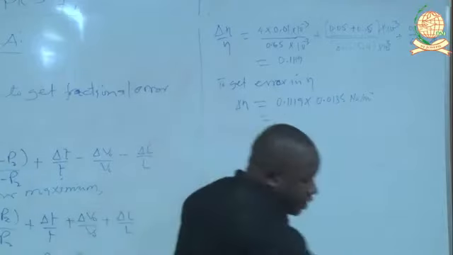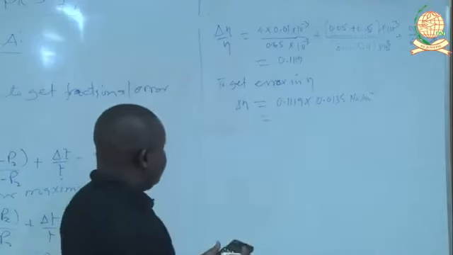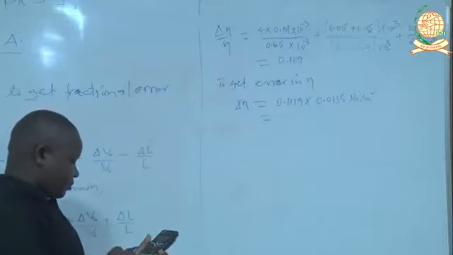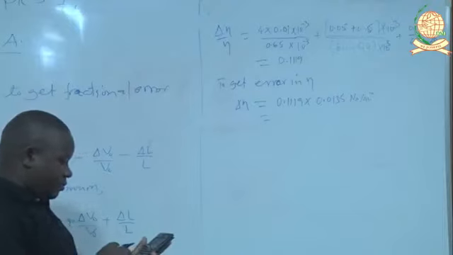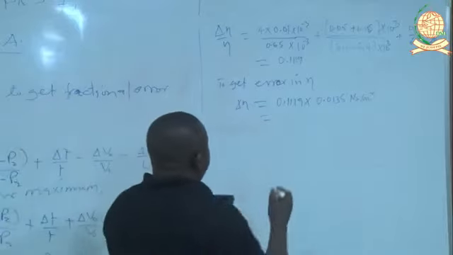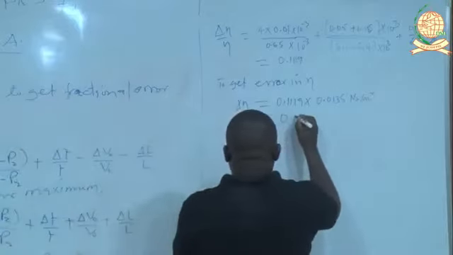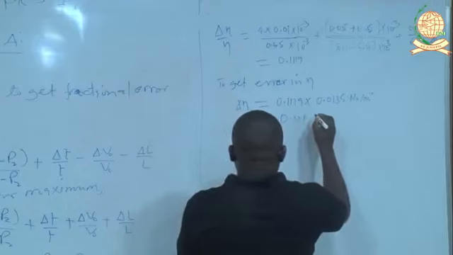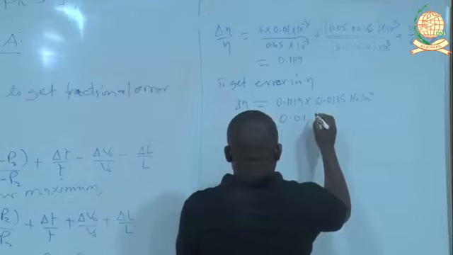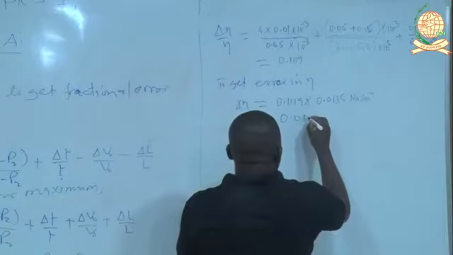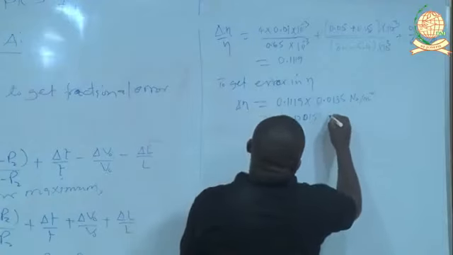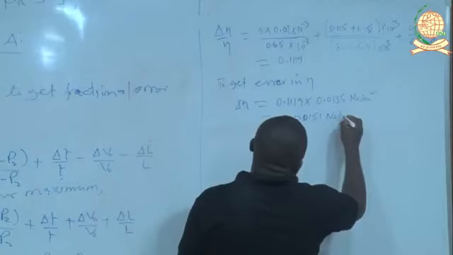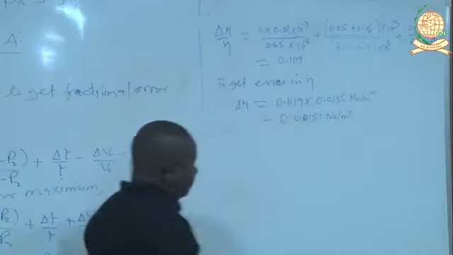If you multiply this one, you get almost 0.0151, or it is 0.00151. This is Newton second per meter square.